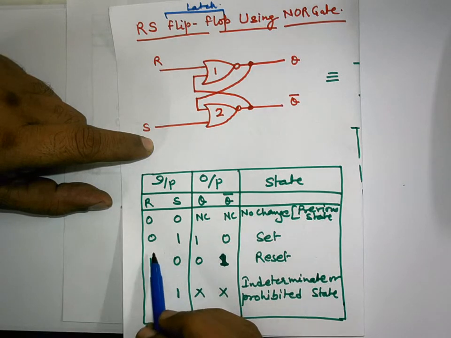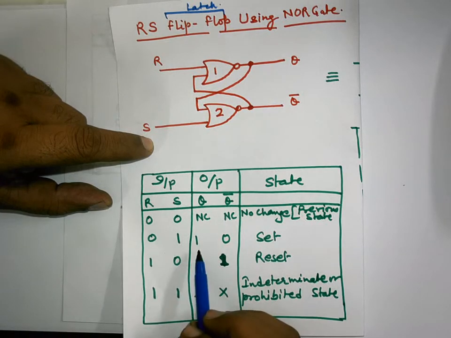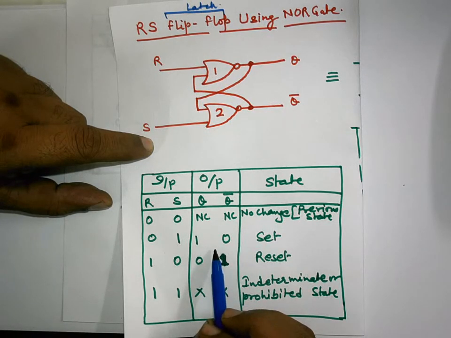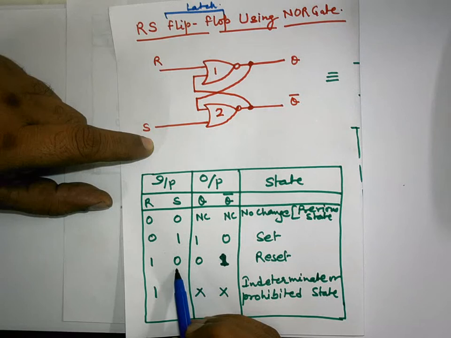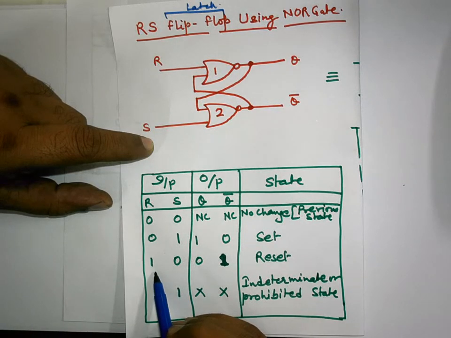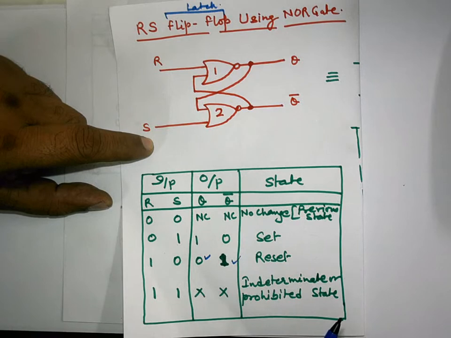Now suppose we deliberately wish to change the state by applying the input 0 1, means 1 is applied at S and 0 is applied at R. So we are asking this latch to set, and it will set after the application of this input. Getting my point? Now if I ask this flip flop to reset, it will reset after the application of this input. If S is 0 and R is 1, this means we are asking this latch to reset. So it will reset, means Q bar will be 1 and Q will be 0.